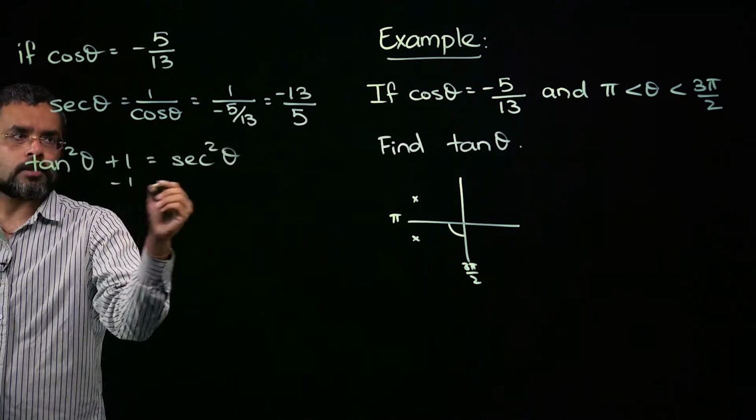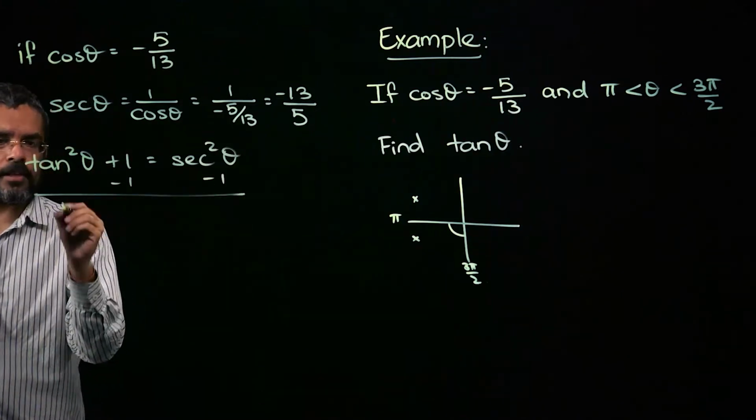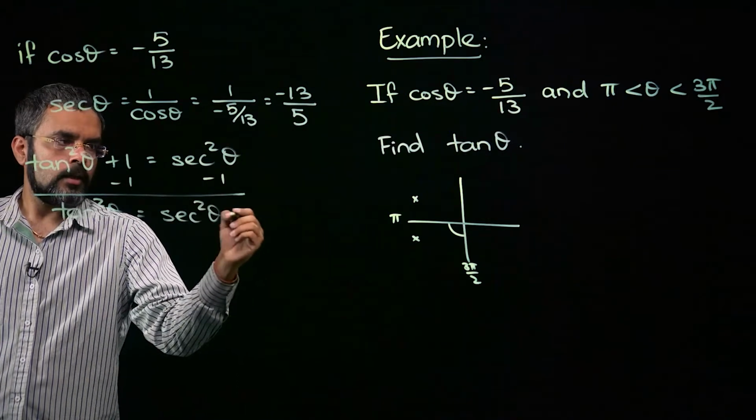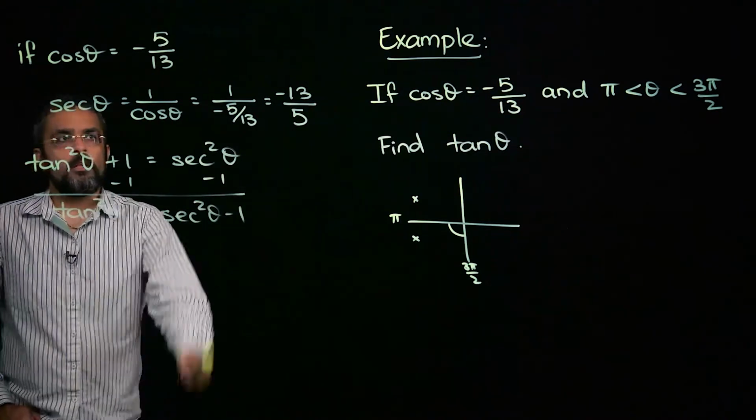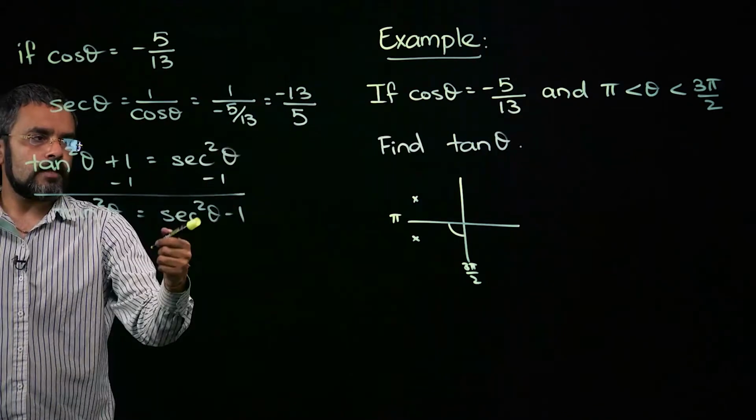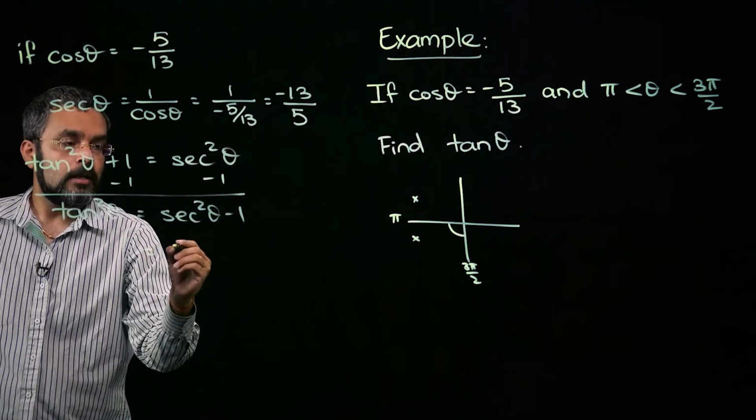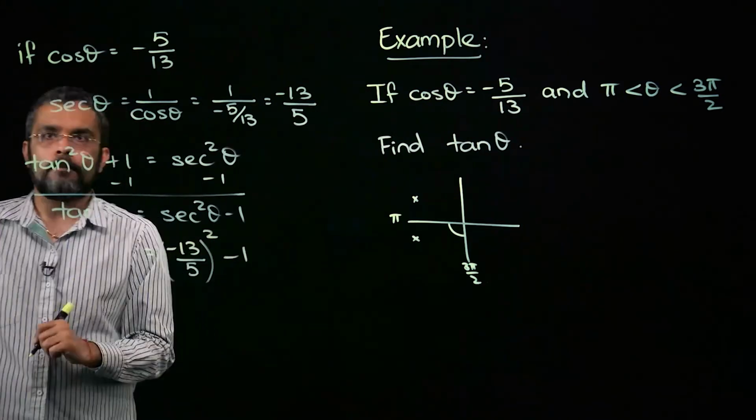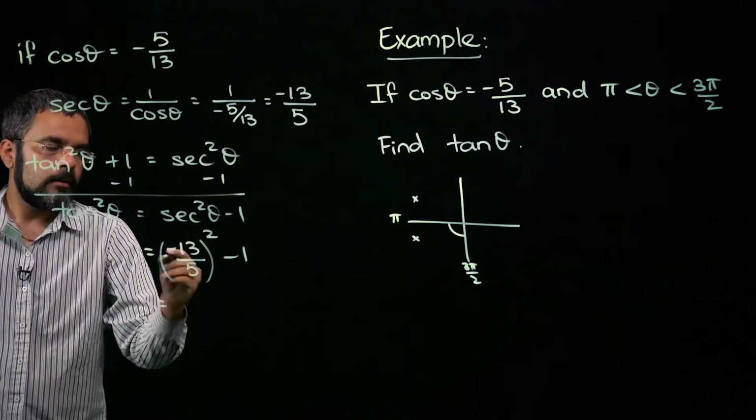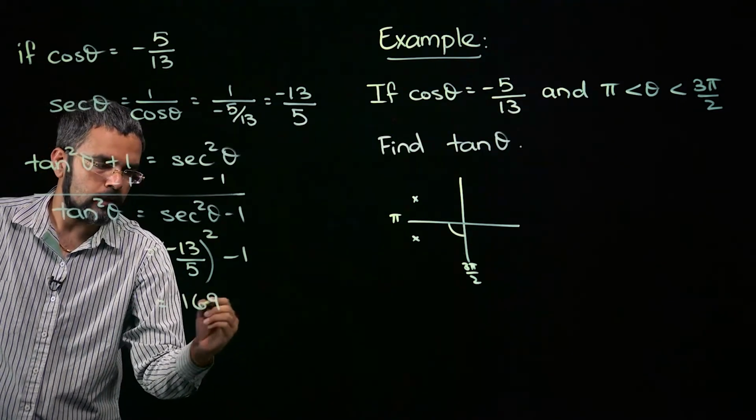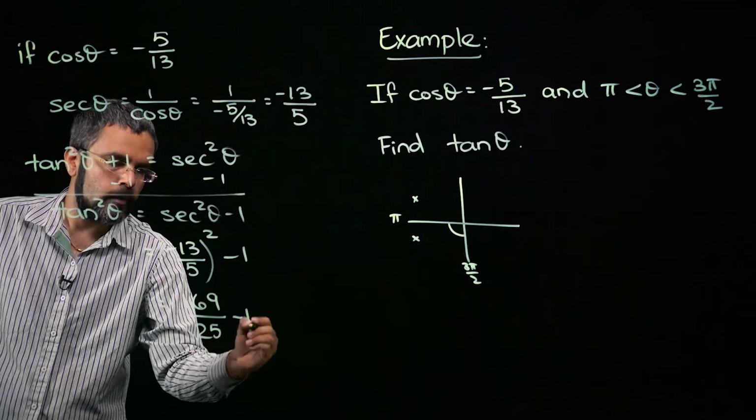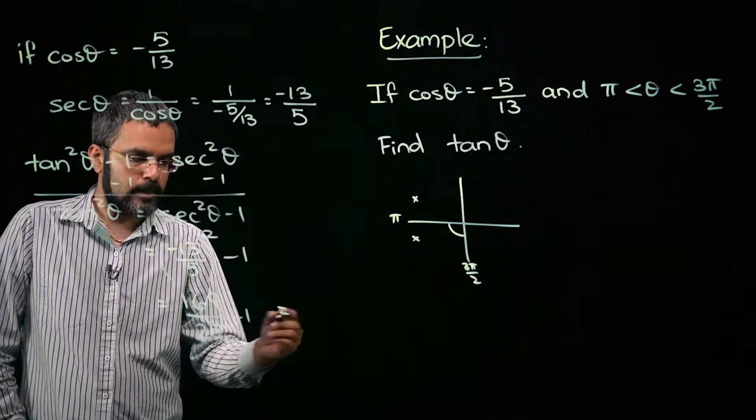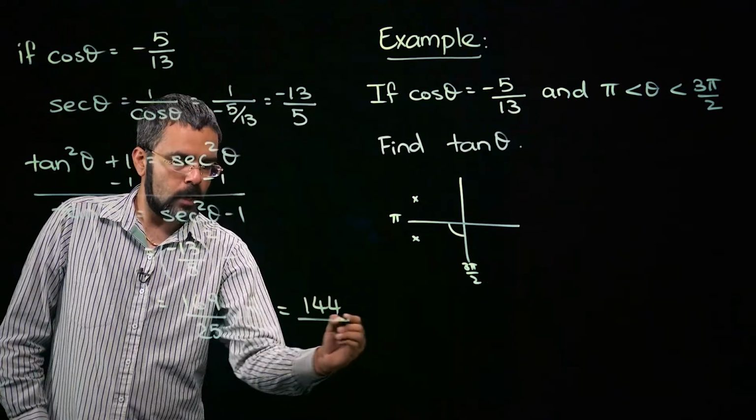Or if I subtract 1 on both sides, I get tan squared theta equals secant squared theta minus 1. Okay, so let's go ahead and write, if secant theta is negative 13 over 5, secant squared theta is going to be negative 13 over 5 squared minus 1, which is going to be 169 over 25 minus 1, or that makes it 144 over 25.